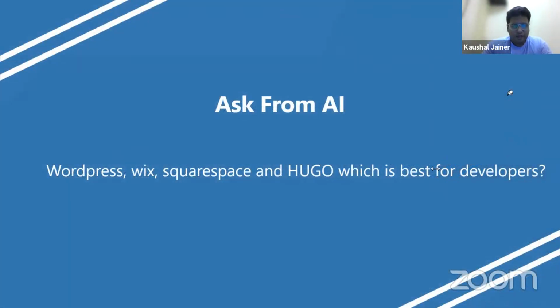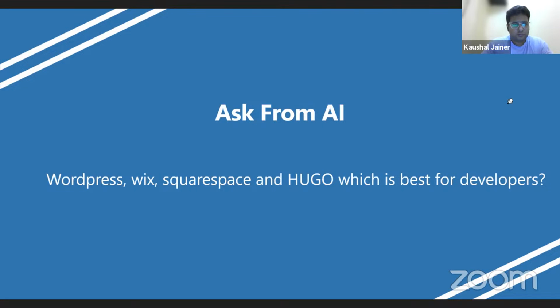So let's ask AI, among WordPress, Wix, Squarespace, and HUGO, which is best for developers? I'm going to share a link in the chat for our interactive tasks. So the link is in the chat box and let's do the interactive tasks now.